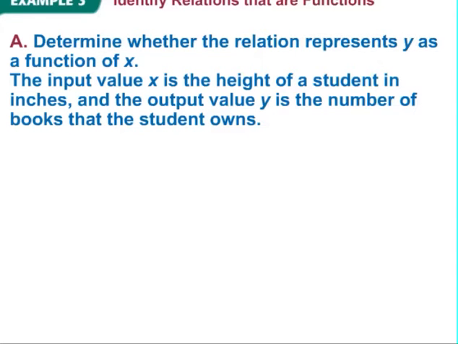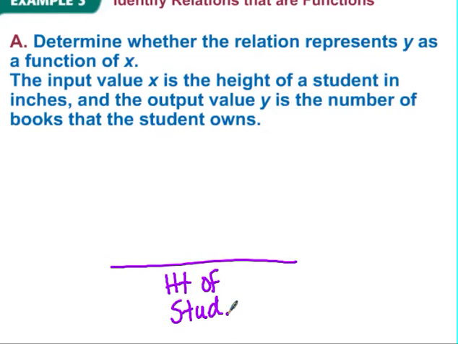So let's look at this next one. It says, determine whether the relation represents y as a function of x. So the input value, x, is the height of a student. So if I think about a graph, x is going to be the height of a student. And it says y is the number of books the student owns. So here's the number of books a student owns.